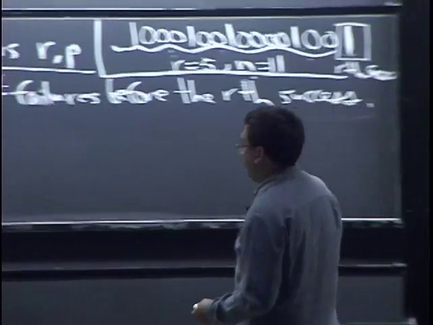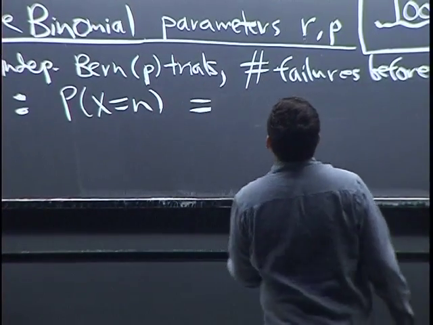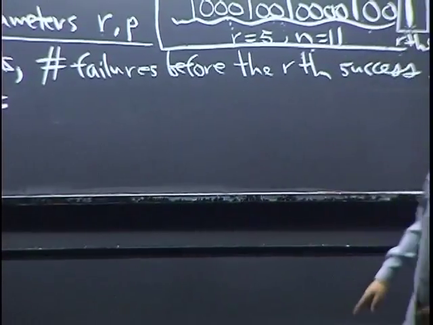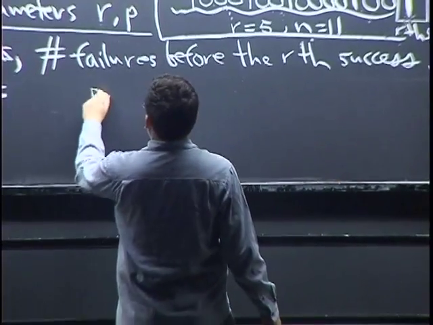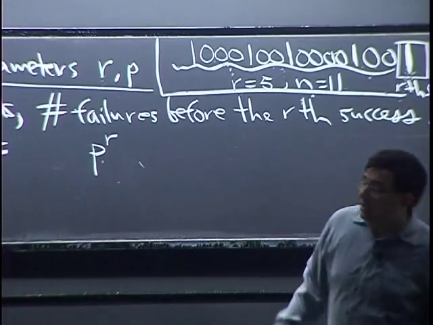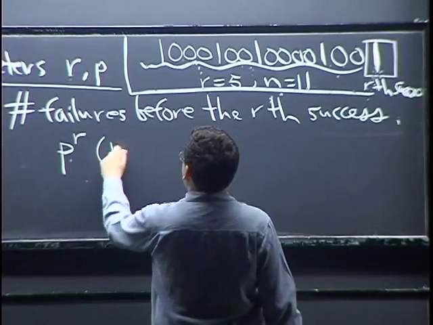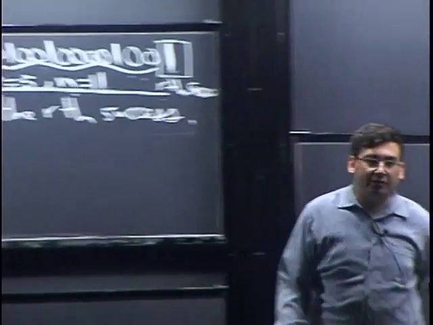Okay, now we can immediately write down the PMF. The PMF is going to be, first of all, the probability of this particular sequence. This particular sequence had r successes, and each success has probability p, and there are n failures, so it's (1 minus p) to the n. That's the probability of this particular sequence that I wrote down.